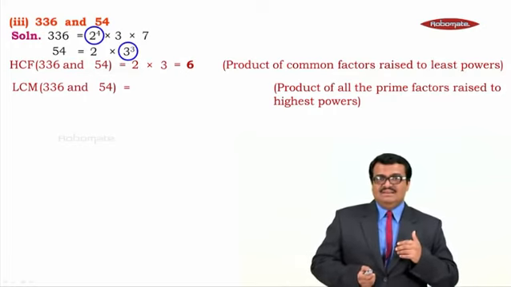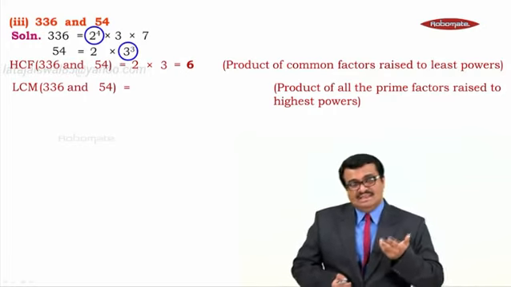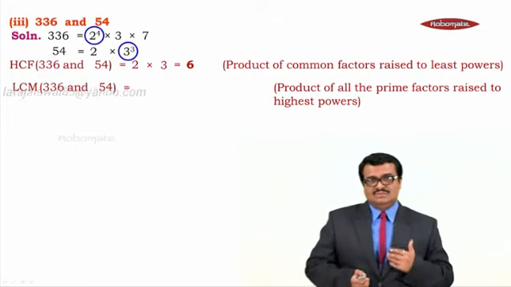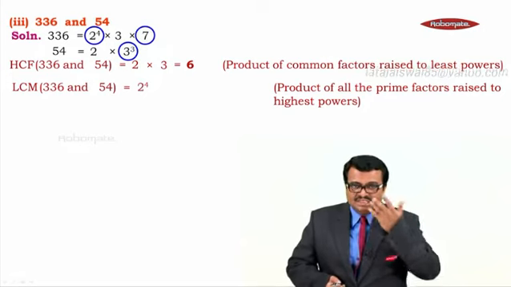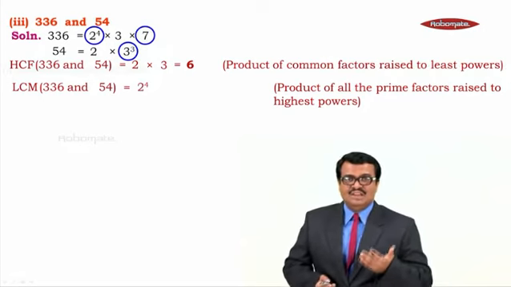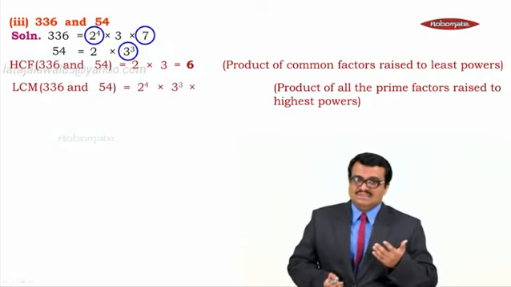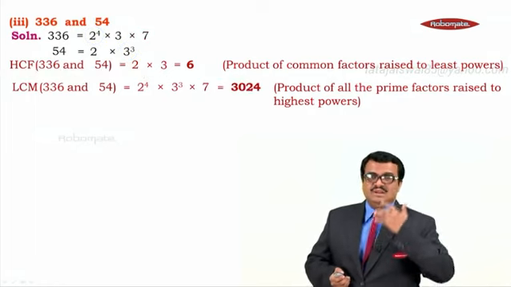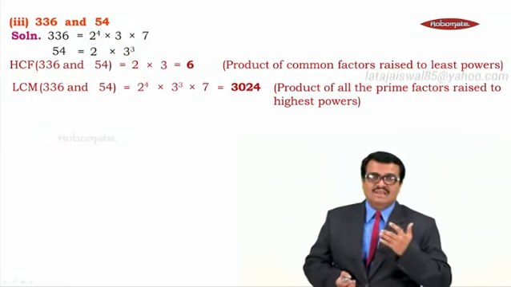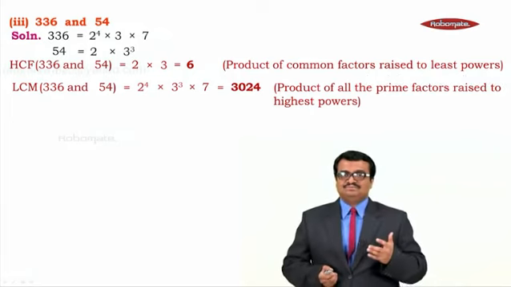So let us take it. The highest power of 3 is 3 raised to 3. So let us take that also. And the highest power of 7 is only 1, that is 7 raised to 1. So let us multiply all this, 2 raised to 4 into 3 raised to 3 into 7 raised to 1. If you multiply all these numbers, we will get 3024.